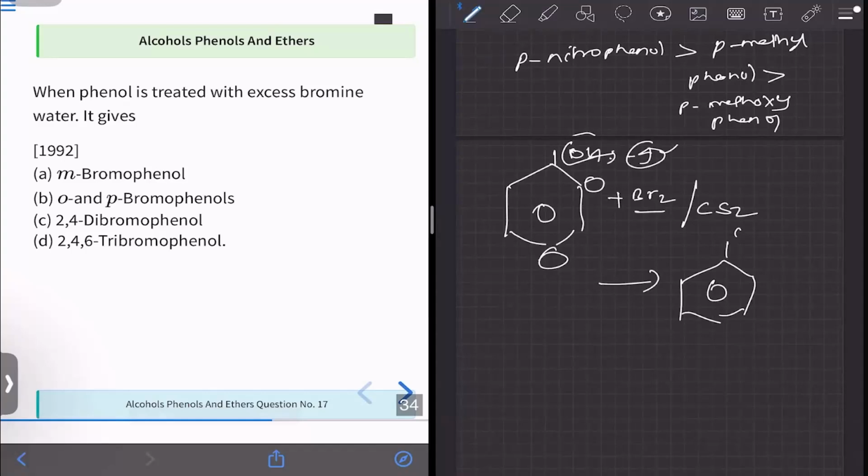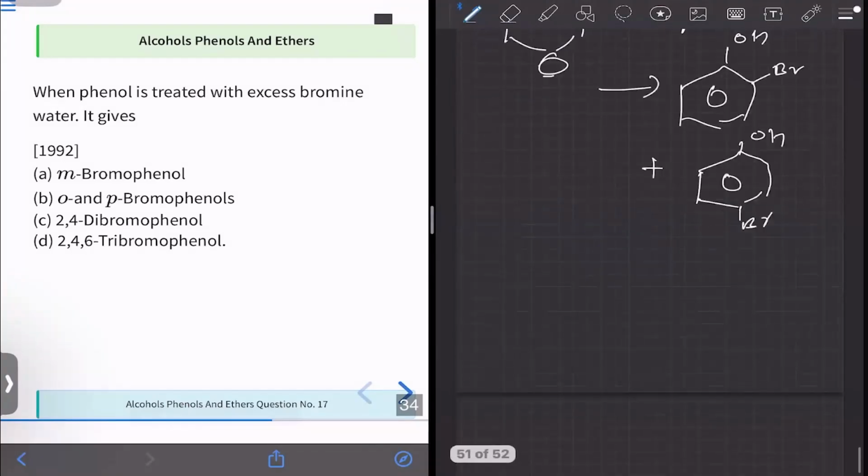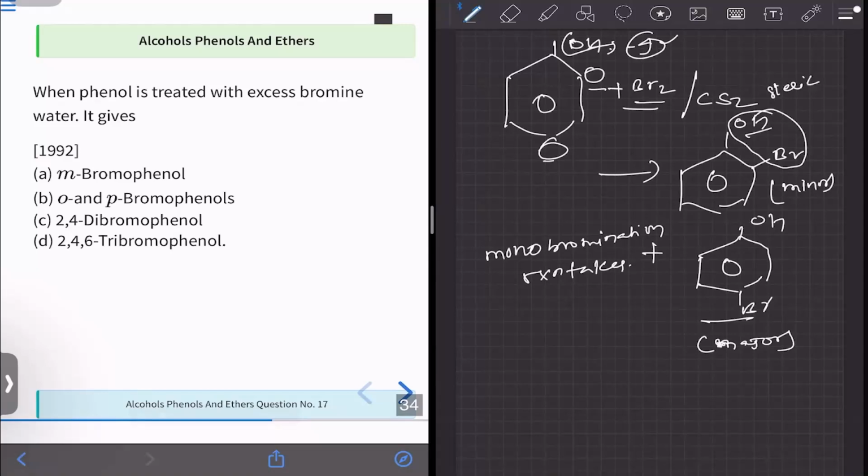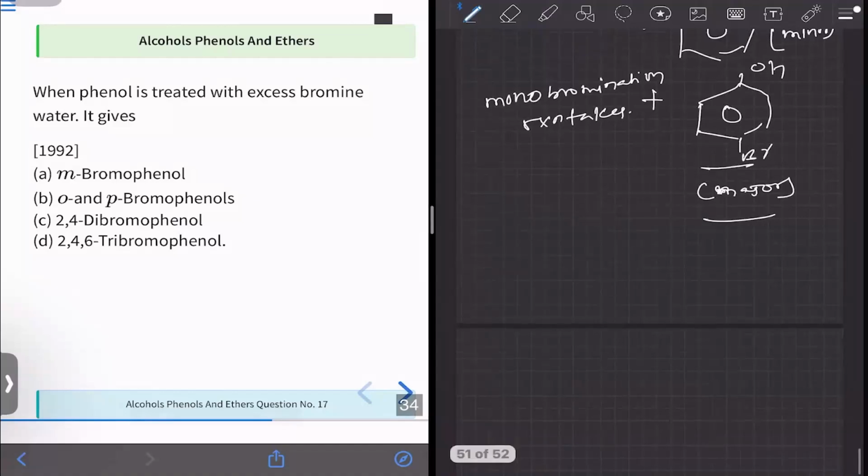So whenever bromine is added, it adds only at the ortho and para positions. See, in Br2 with CS2, it produces only one bromine, that is, a monobromination reaction takes place. Para bromophenol is major compared to the first one, which is minor, because the ortho product has more steric hindrance. So para is major in case of monobromination.